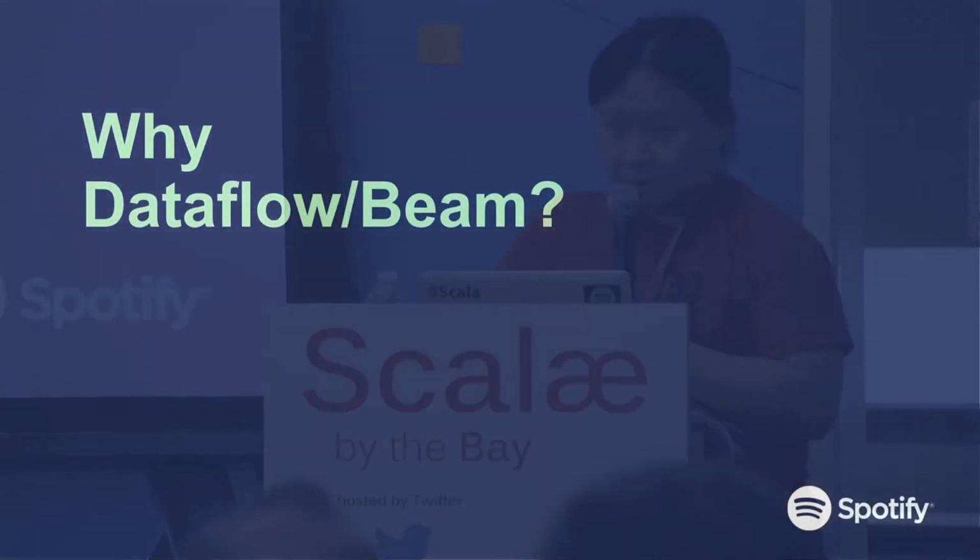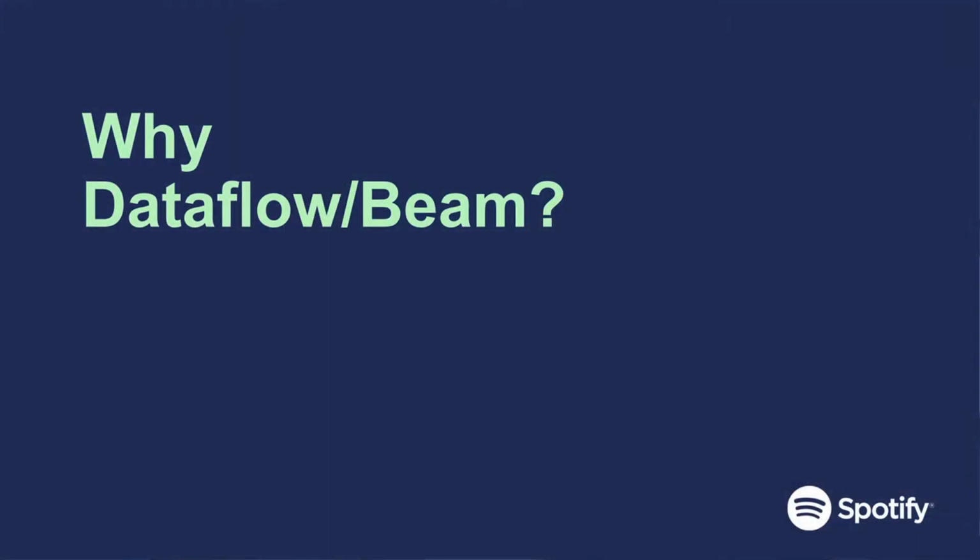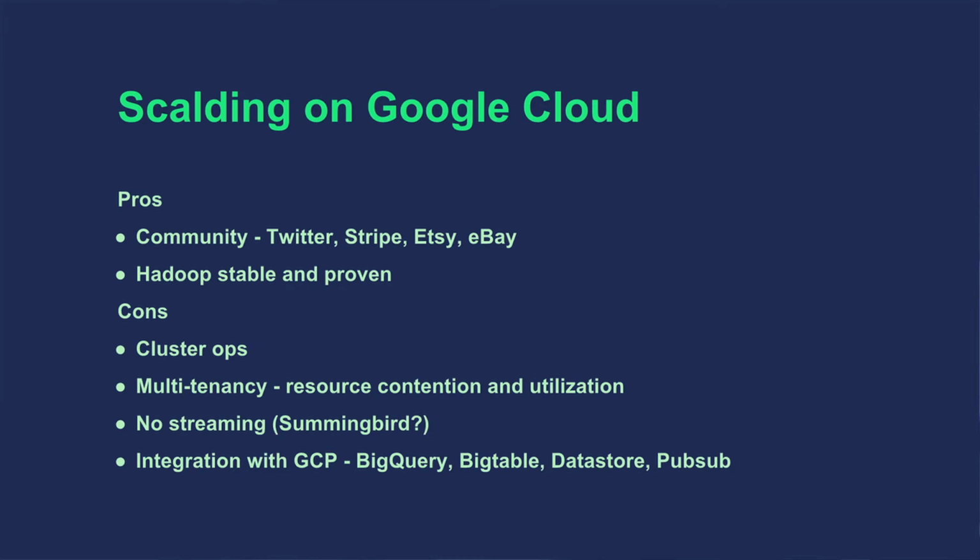So why do we use it? I mean, there must be some reason, right? So compared to the other options we had before Dataflow, we still do that. We still use Scalding a lot in the company. You can run it on the Google Cloud as well. Obviously, the advantage is it's very mature and reliable. There are a lot of companies using it. It runs on Hadoop, which is also proven.